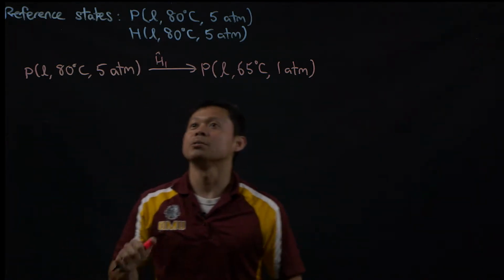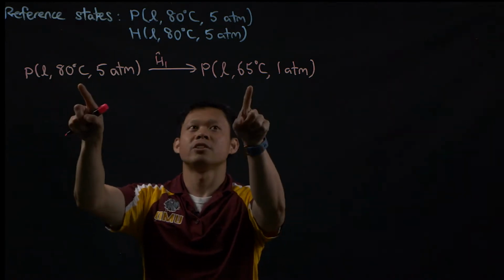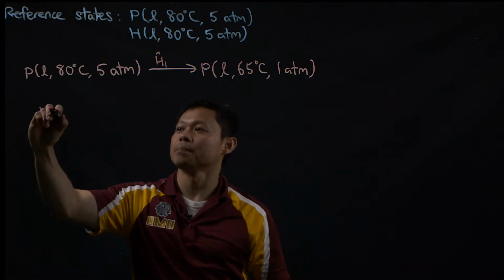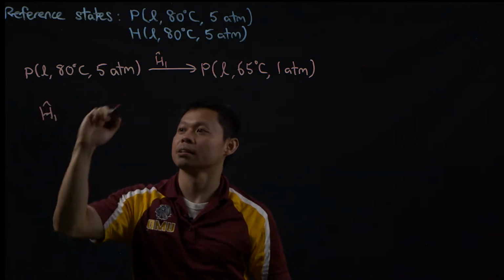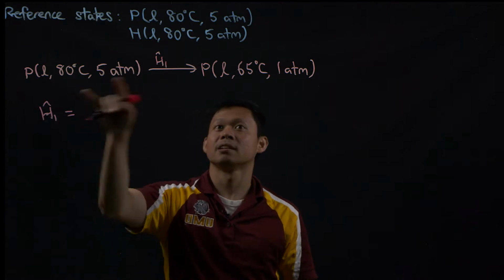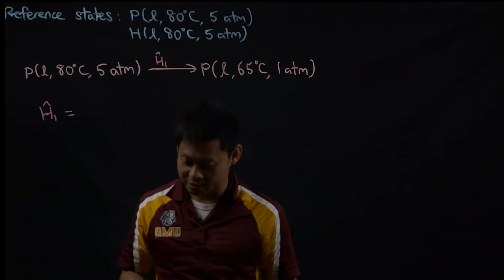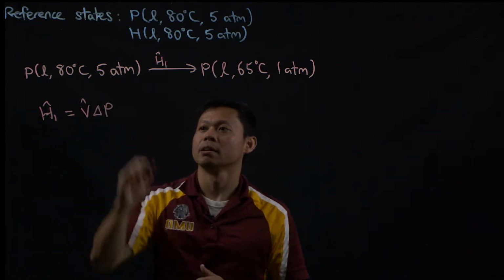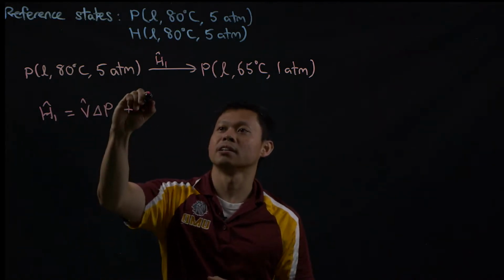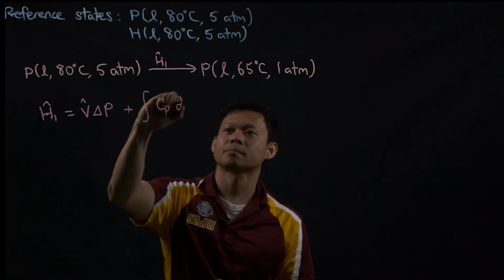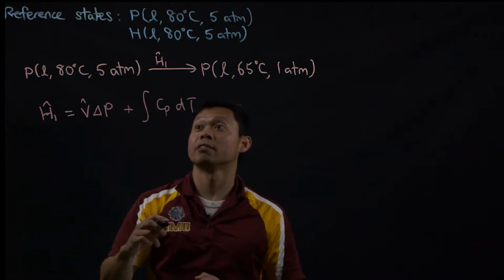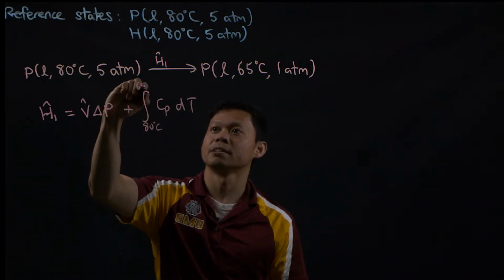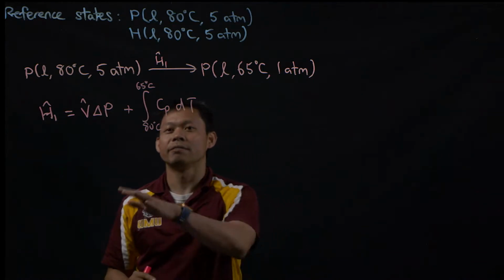So in this case, what you see is that we have a liquid, we're changing the temperature, and we're changing the pressure. So we know H1 from our thermodynamic correlations. Because it's a liquid, we have both an effect of temperature and an effect of pressure. We know that the effect of pressure is V hat delta P for a liquid, and we know that the effect of temperature is the integral of Cp dT. And we are integrating from T1 to T2, so from 80 degrees C to 65 degrees C. And so we're going to evaluate all of this.